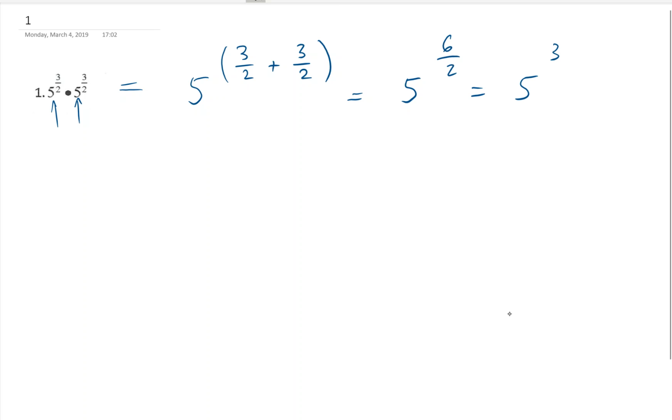And 5 to the third power is what? 5 times 5 is 25, times 5 is 125. So that should be your final answer for number 1.